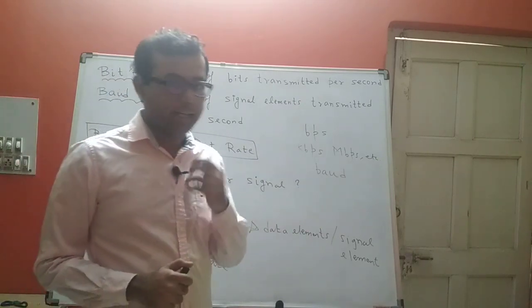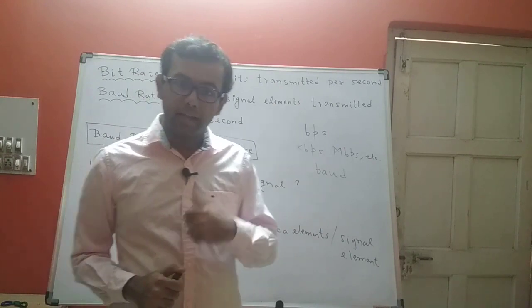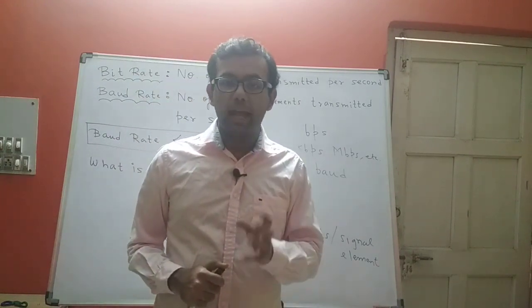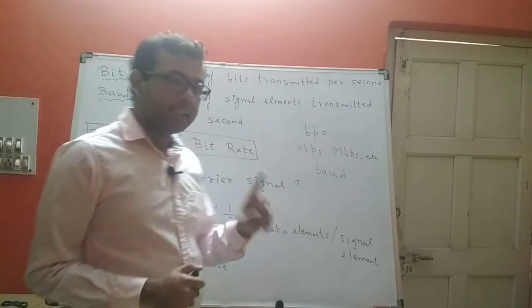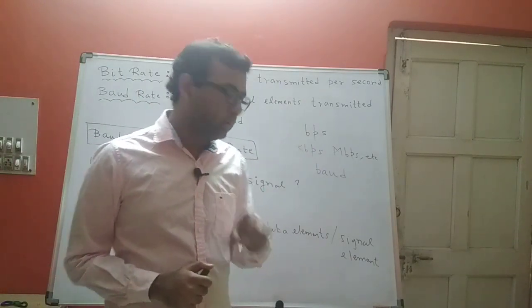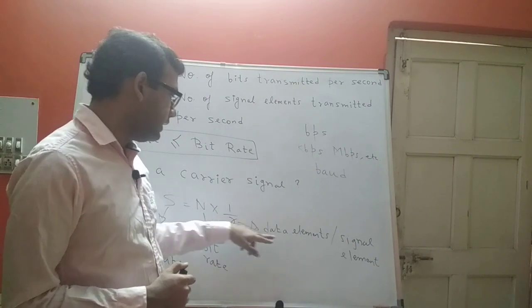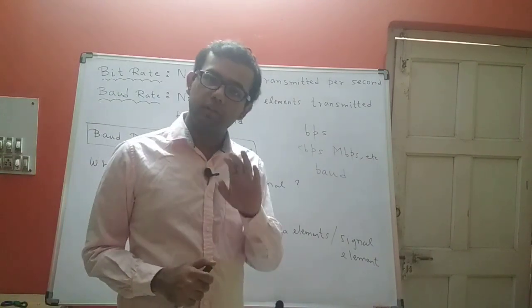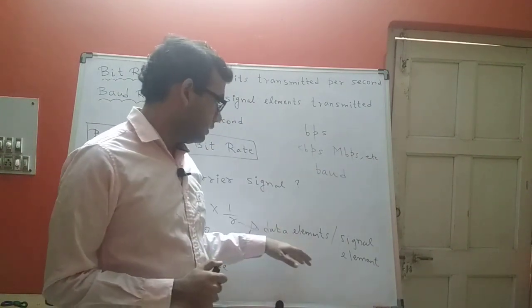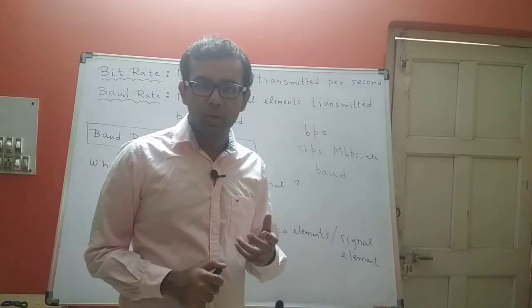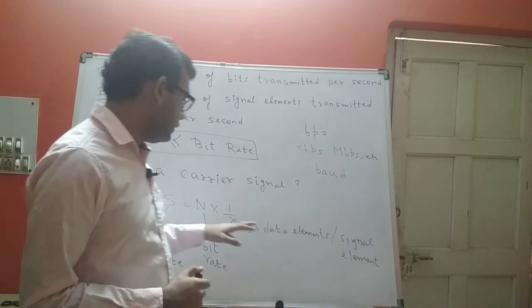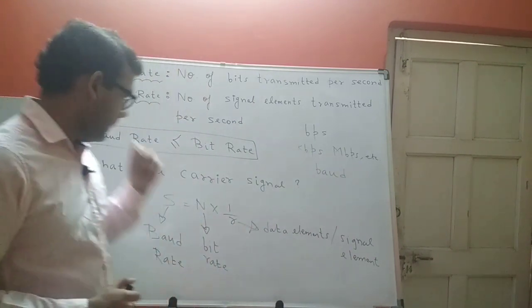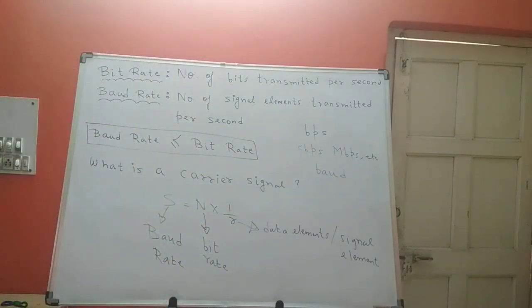Like I mentioned, bits will be carried by signal units, and the number of bits transmitted by each signal element, or each signal unit, will be the value of R. So here data elements refers to the number of bits. If you have 4 bits being carried by each signal element, then the value of R will be 4. Okay. And now the question is, what is a carrier signal?